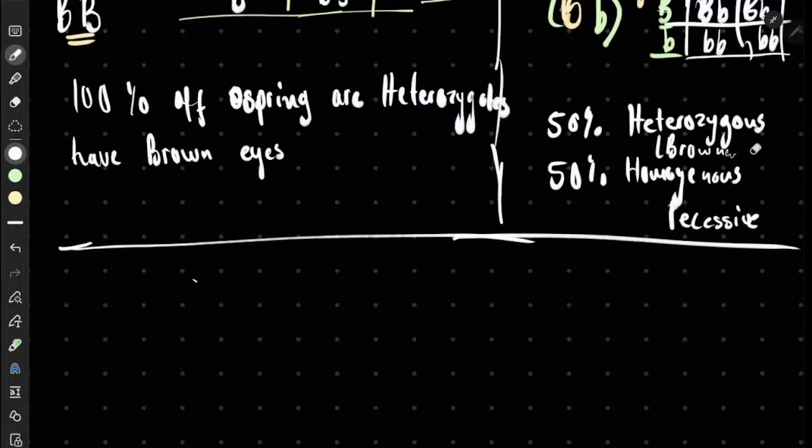So here we have it, okay? This is brown eyes 50%, then the other 50% blue eyes. So here 50% blue, 50% homozygous. What did I write? Homogeneous? Okay, so this is 50% will be homozygous recessive, that's blue eyes.